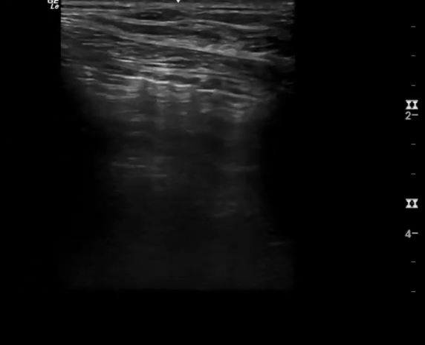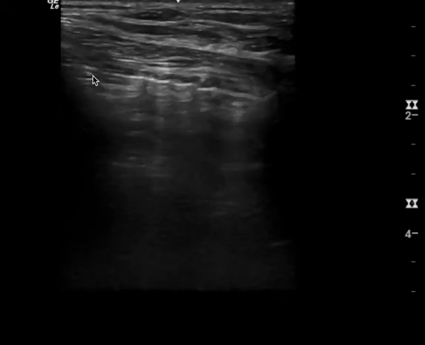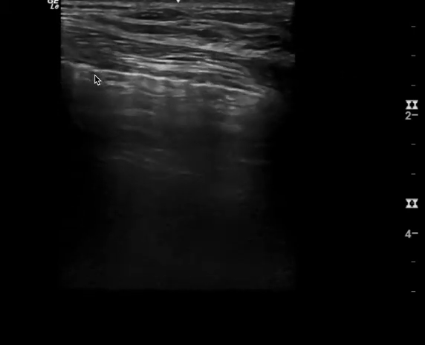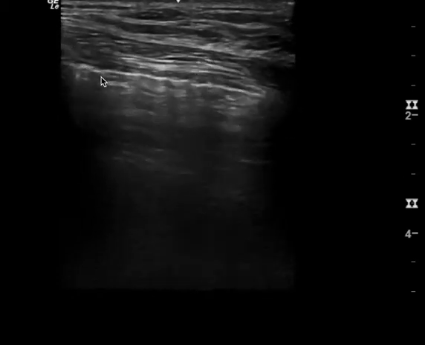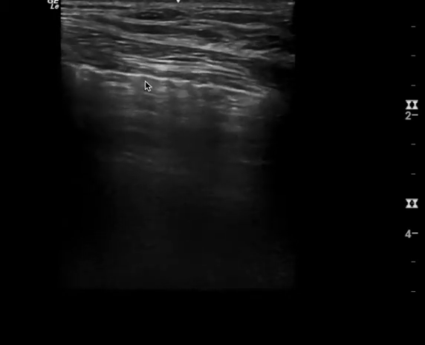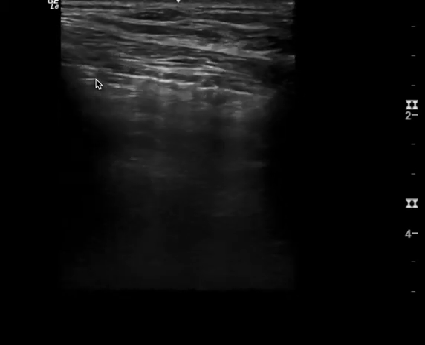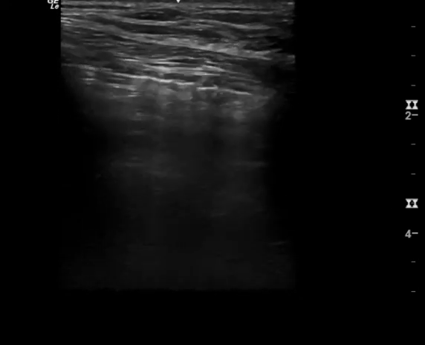You contrast this, and this is an example of no lung sliding, but you have this finding where you see part of the lung come into view with actual sliding. This is called a lung point, and you can see rib here, and this is a classic positive lung point, and this is almost pathognomonic for a pneumothorax.